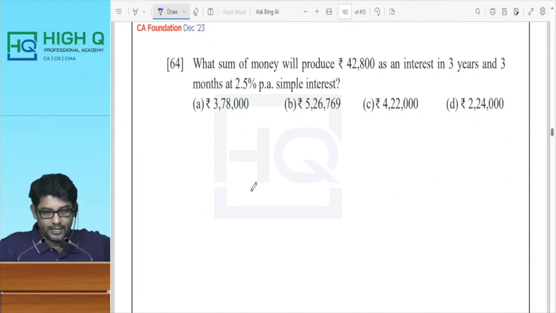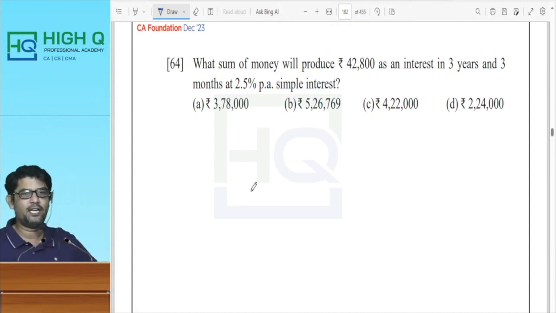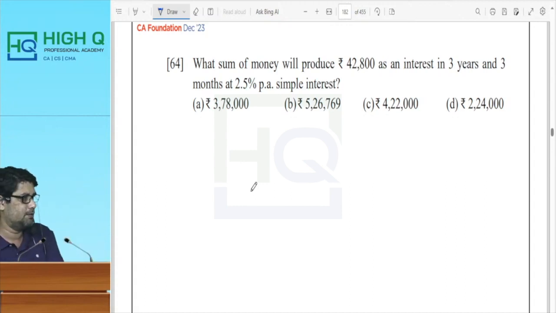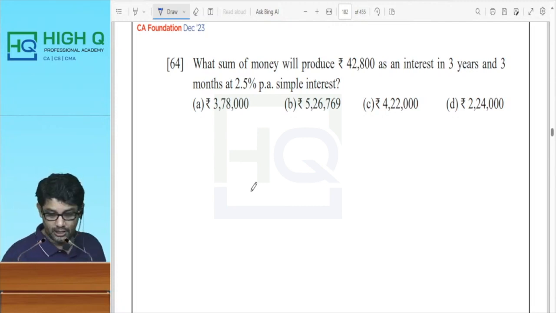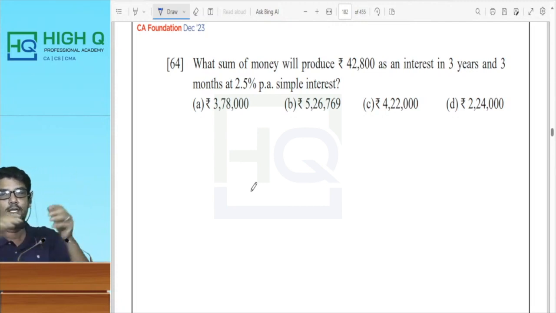What sum of money will produce 42,800 rupees as interest in 3 years, 3 months at 2.5% per annum simple interest? My dear, I don't want to insult you by doing this sum. What sum of money? That means they ask you to find the principal. So this 42,800 is the interest. My dear, I don't want to insult you.